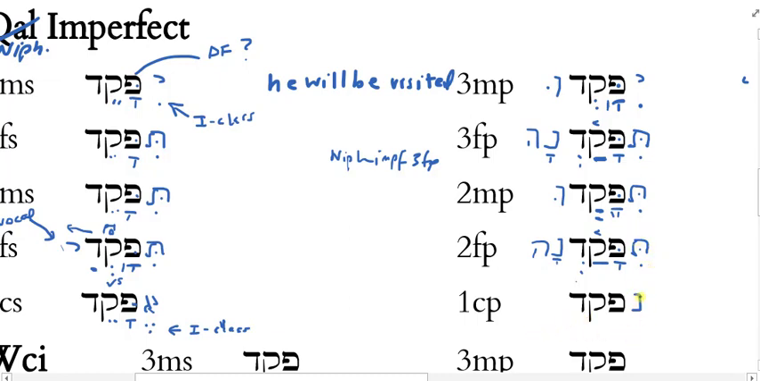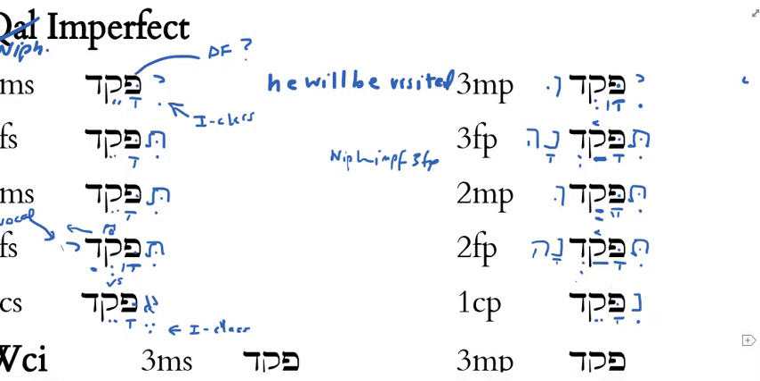And then finally, 1CP, got to use my prefix nun, double root 1, qamets under it, and sere, using my basic vowel pattern here from yipaqed, nipaqed. How will I translate that? We will be visited. Okay? We will be visited. All right. So that is your basic pointing for the Niphal imperfect.